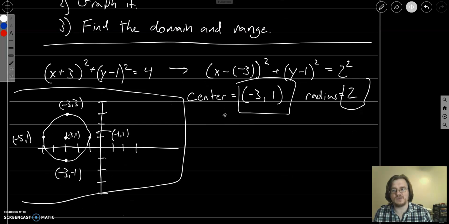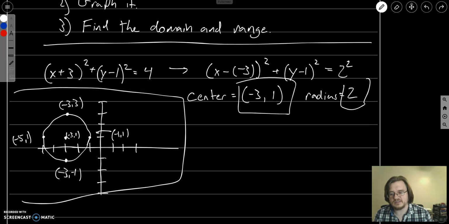So now we need to find the domain and range. One thing I want to point out here is that a circle is never given by a function. Why? It doesn't pass the vertical line test. If you draw a vertical line through it, it hits it in more than one spot. So this is not a function. So we can't say find the domain and range of the function, but any set of pairs of numbers, say (-3, 3), (-1, 1), (-3, 1), and so on, all these form a relation.